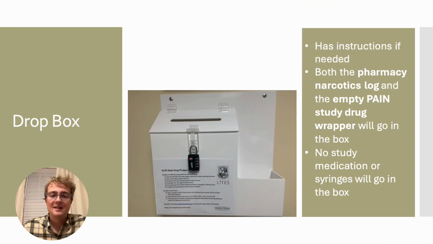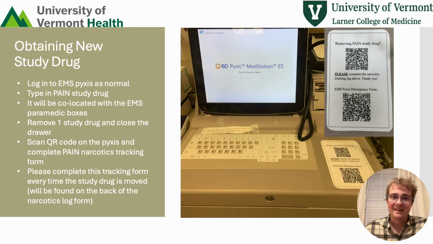So this is the pain study drop box. Once you've scanned that QR code, wasted your medication and completed the narcotics log, you're going to take the brown drug wrapper and the narcotics log and place them in this box. This box has some instructions on it if you need guidance, but that's what the box is there for. It receives both the brown drug wrapper and the narcotics log. And again, these are controlled substances. Please treat them as such. The process is designed to mirror our current paramedic boxes as closely as possible, but there are a few slight differences.